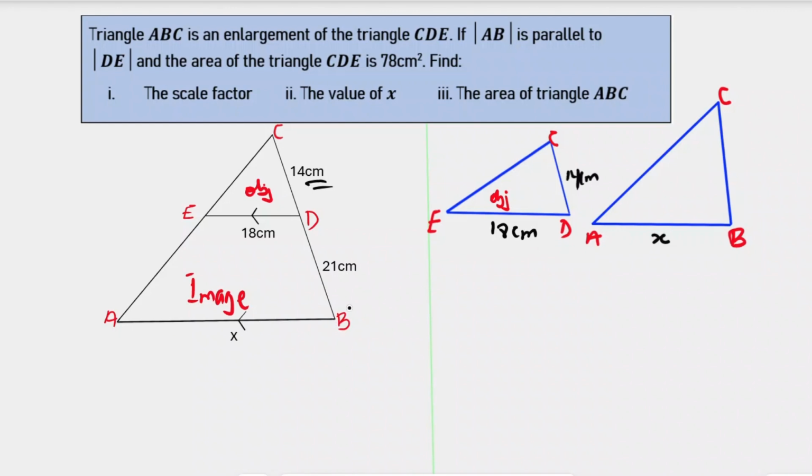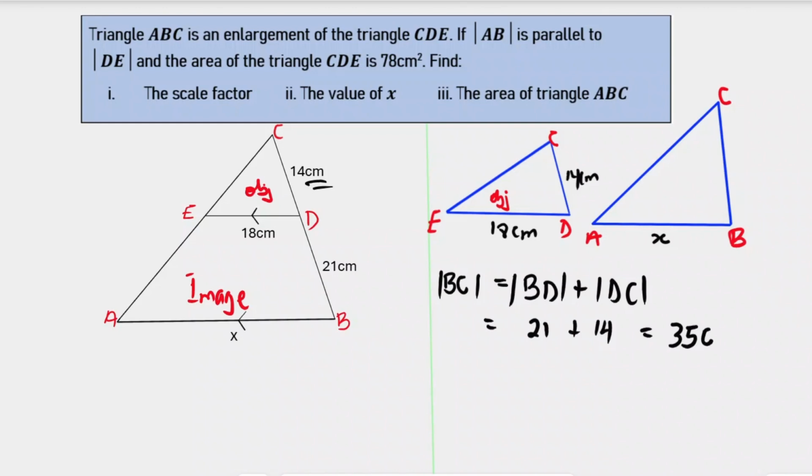And we have BC. BC on this side is the same as 14 plus 21. So if you want to get BC, this is how you're going to do it. You can see that BC from the original shape can be obtained from adding BD and DC. So when you add 21 plus 14 in centimeters, that will give you 35 centimeters. So the length BC is 35 centimeters.